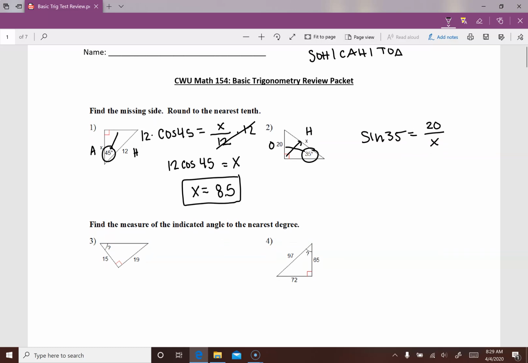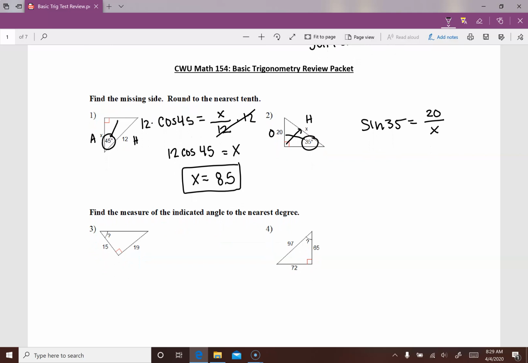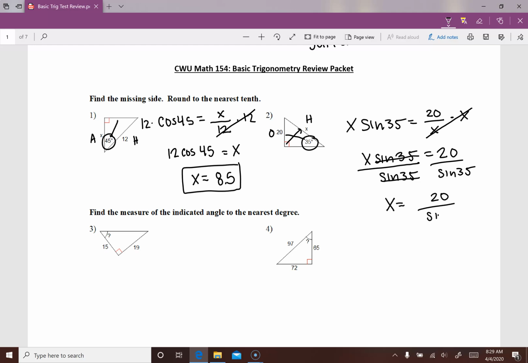Notice here that we have x in the denominator, so it is going to be a divide problem at the end. Let's go ahead and just work it out though. We're going to times x on both sides. Here the x's cancel. We're left with x sine 35 is equal to 20. I want to get x all by itself, so I need to divide by sine 35. Okay, the sine 35's cancel. I'm left with x equals 20 divided by sine 35. And just putting that in my calculator, I get 34.9.